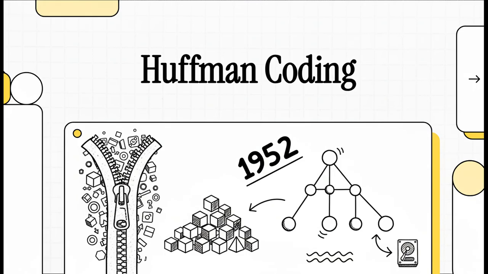Have you ever wondered how a huge file, like a big photo or a document, gets squeezed down into a tiny little zip archive? Well, a huge part of the secret is this absolutely beautiful, simple algorithm that's been around since 1952, and it's still a cornerstone of how we do data compression today. So let's dive in and unpack how it all works.